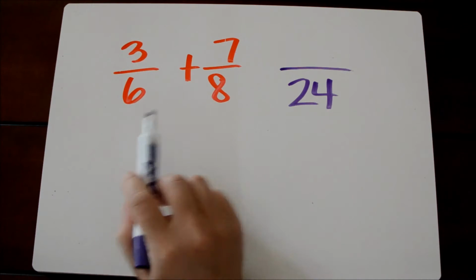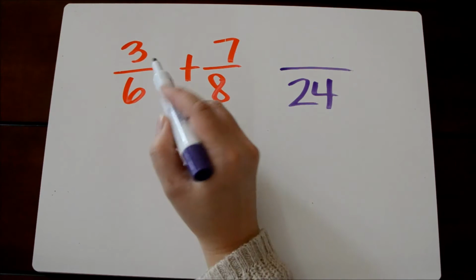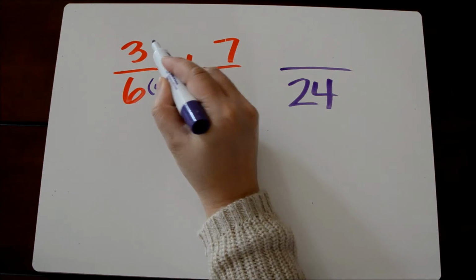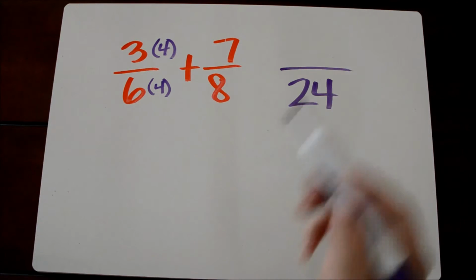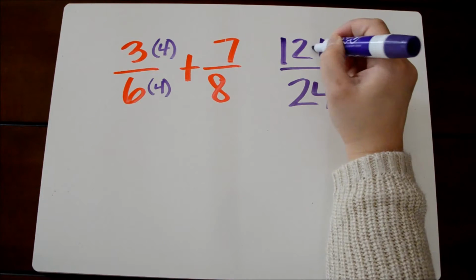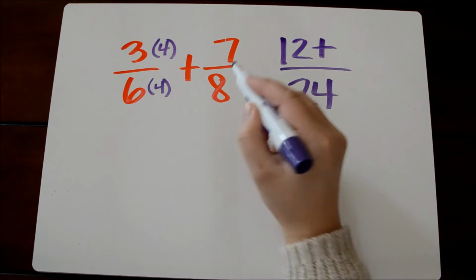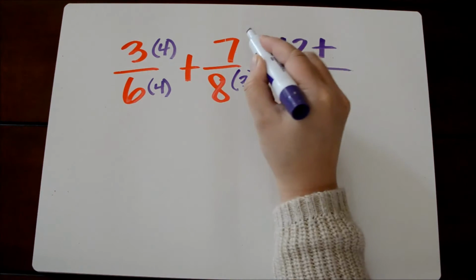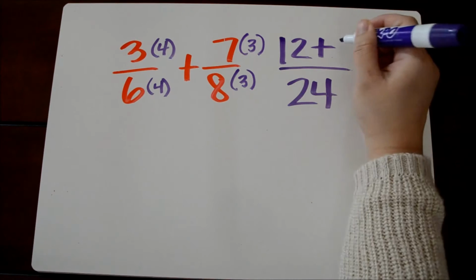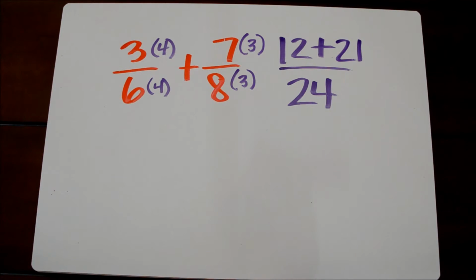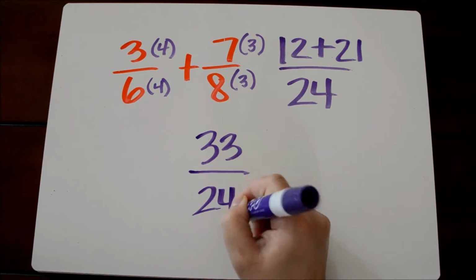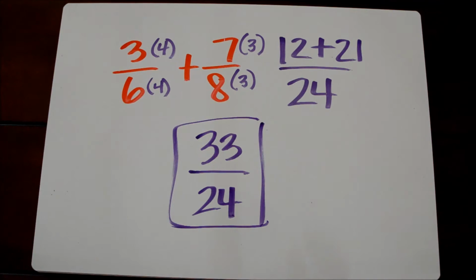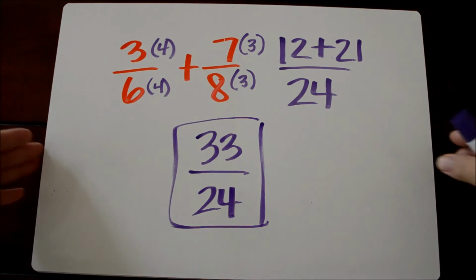To get 6 to become 24, we would have to multiply by 4. So we're going to multiply the numerator by 4. That way we keep the value of the fraction the same. That would be 12. To get 8 to become 24, we'd have to multiply by 3. Therefore, we have to multiply the numerator by 3. And 7 times 3 is 21. Now we're just going to add, to simplify our numerator, 12 plus 21 is 33 over 24. And that fraction cannot be simplified or reduced, so that is our simplified fraction.